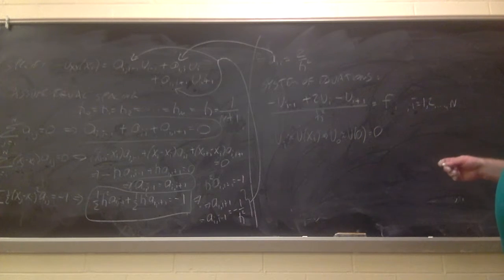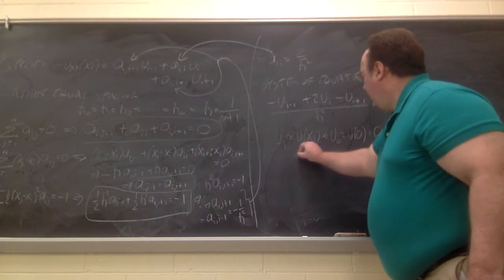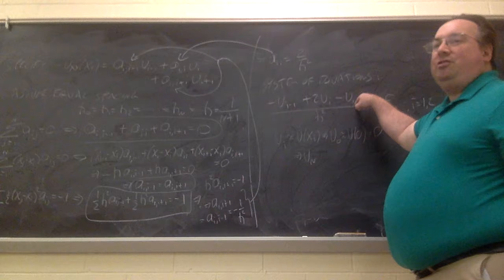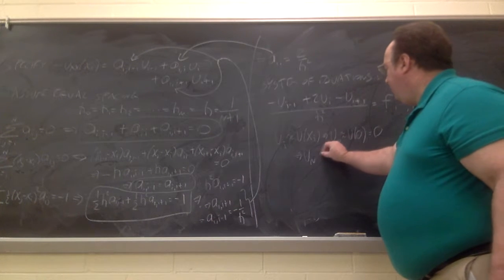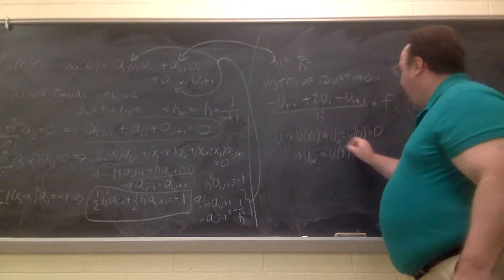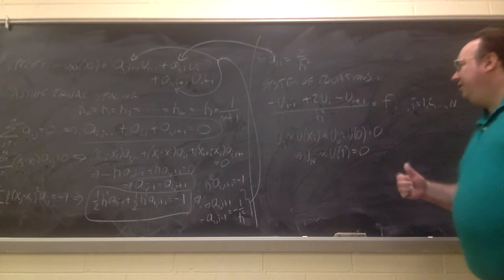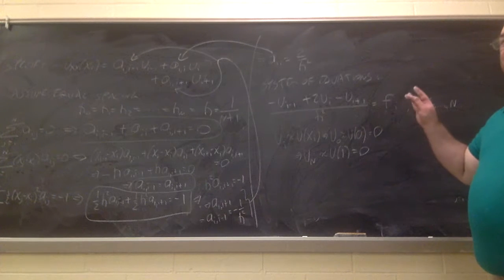Similarly, at the other point, at i equals n, I have un plus 1 over here. So un plus 1, which is my approximation of u of 1, is also 0. So in that case, I just don't include those points because the values are 0. But either way, they're specified. What do you think should happen to this system of equations? Because this is the correct system of equations.